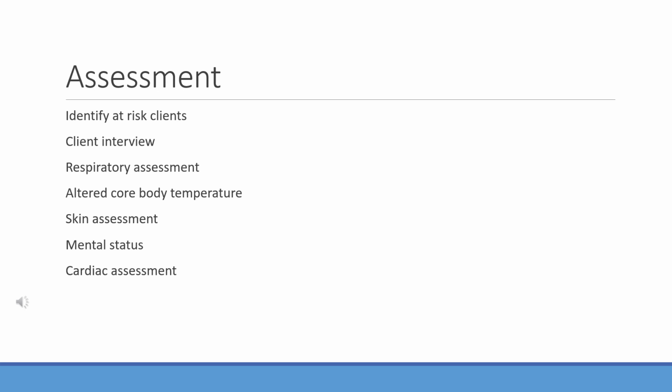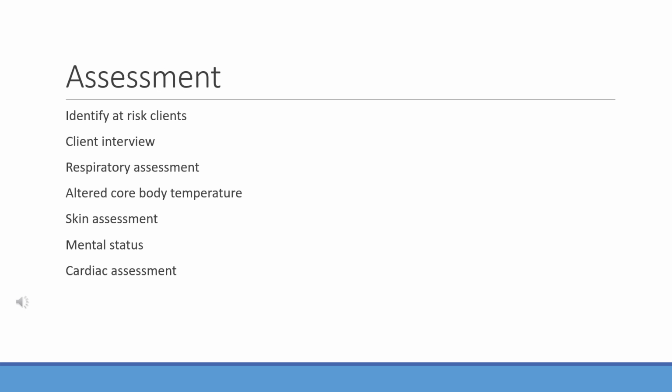Immunocompromised, chronic liver failure, those are some additional risk factors. Then when you do the client interview, ask about any previous respiratory problems. Do they have a history of asthma, emphysema, COPD? Any previous recent respiratory illnesses? Any recent direct or indirect injuries to the lungs, like in the past 3 to 4 days?